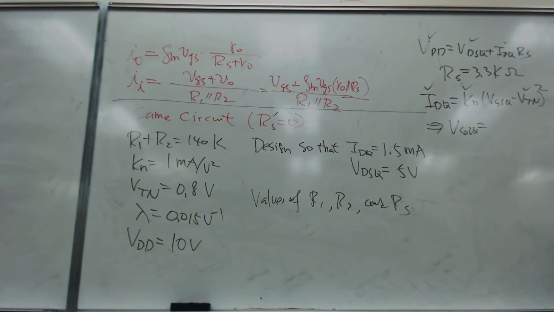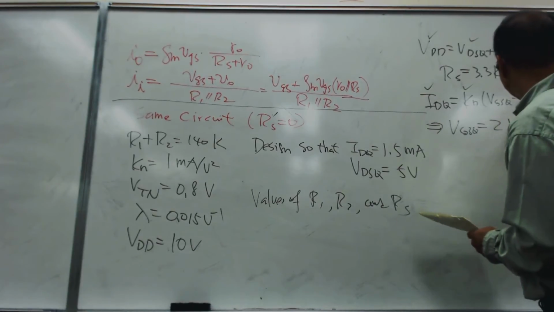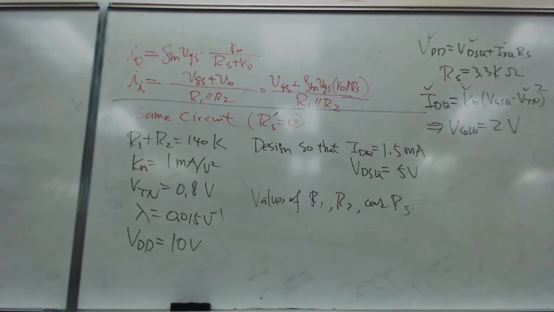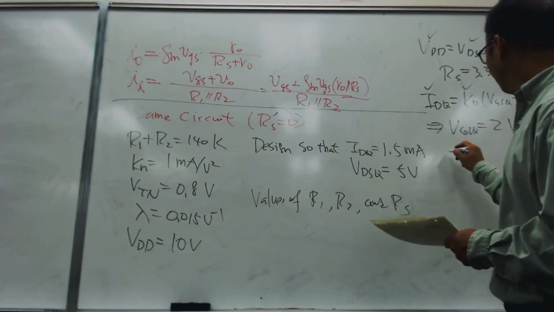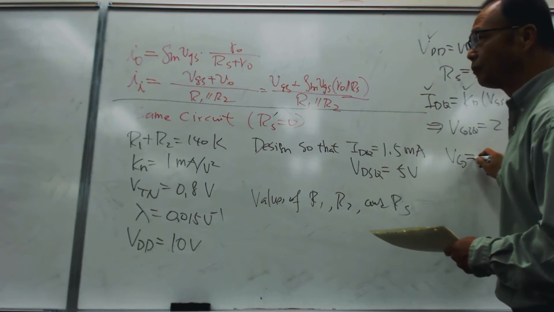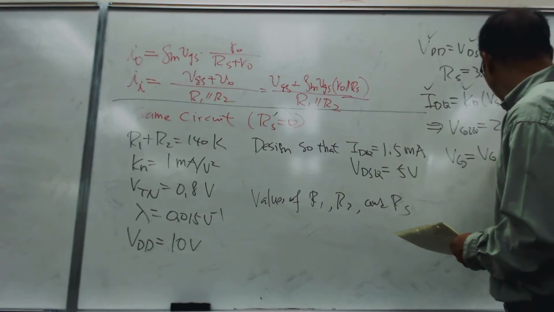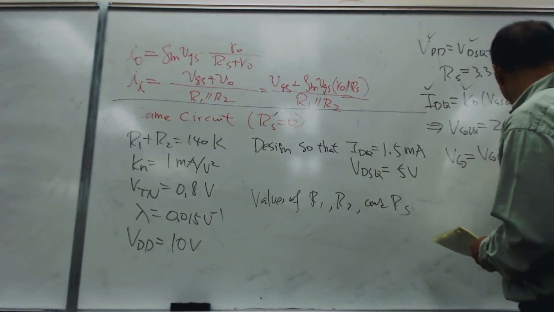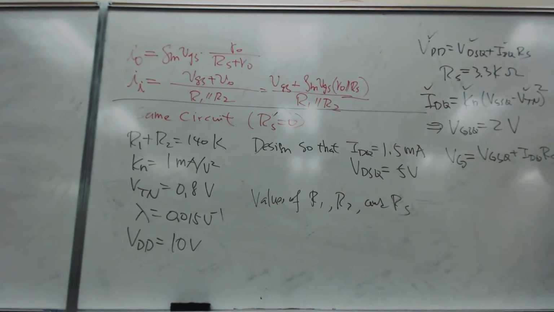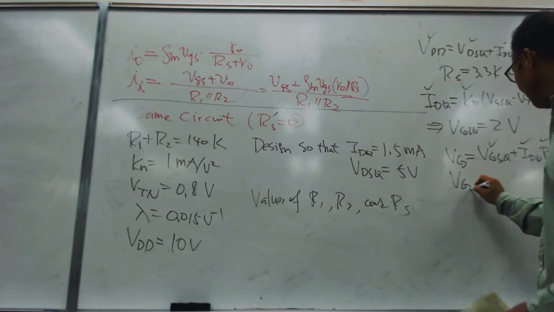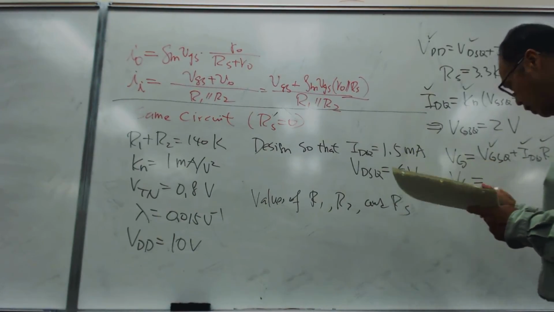VGSQ is 2 volts. Yes? All right. Then I know VG is equal to VGSQ plus IDQRS, correct? If you look at the input loop, yes? Okay, so from here, this is known, this is known, this is known, right? So therefore, VG is equal to 7 volts.